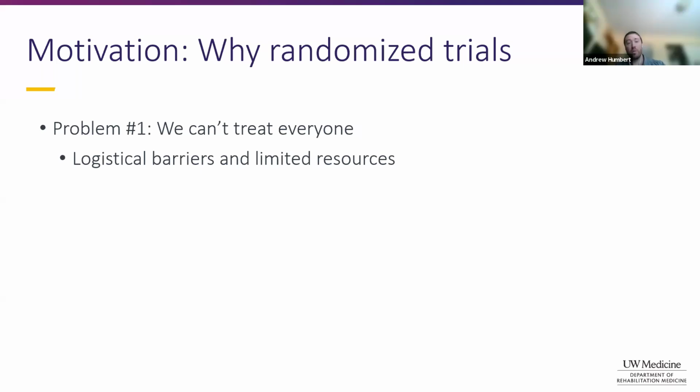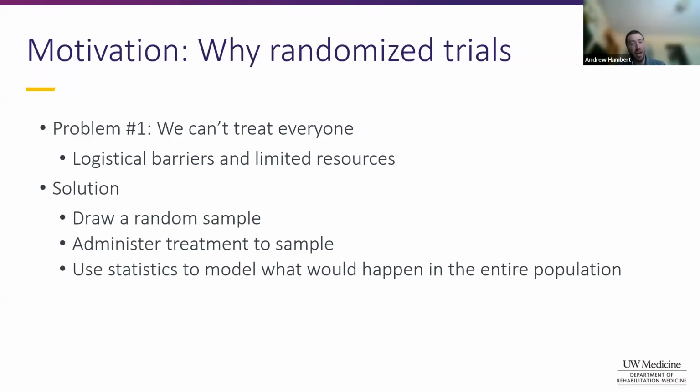But the problem number one we face is that we can't treat everyone. There are just logistical barriers and limited resources. If we're trying to come up with a new treatment or a new rehabilitation program, we often can't just start by treating absolutely everybody who has a burn injury. So that's problem number one. And the solution, which probably everybody is somewhat familiar with at this time, is to take a sample of the population. We could administer a treatment to that sample, and then we can use statistics to model what would happen in the entire population.